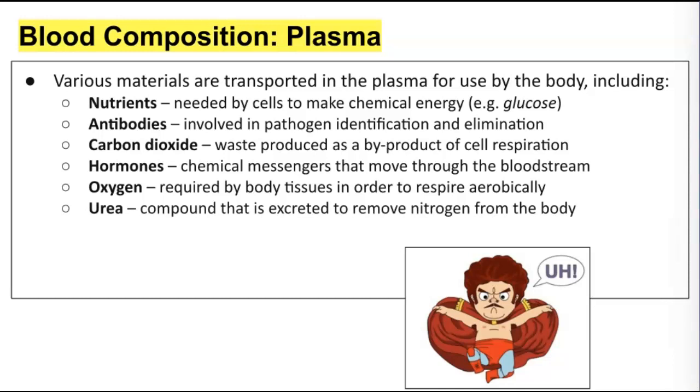Urea is also going to be transported in blood plasma. Urea is a waste compound, and it's excreted. It helps to remove nitrogen from the body. Urea is a main component of urine, but it's going to be transported through your blood plasma, eventually transported to your kidneys and to your excretory system so that you can remove that excess nitrogen from your body through urine.